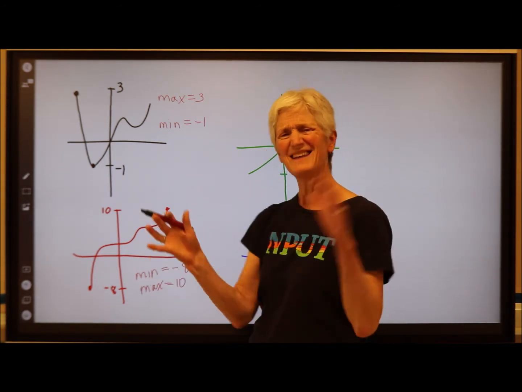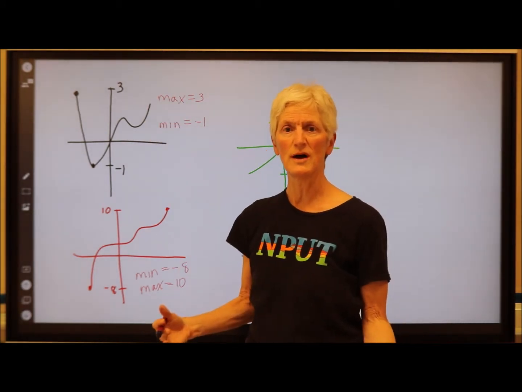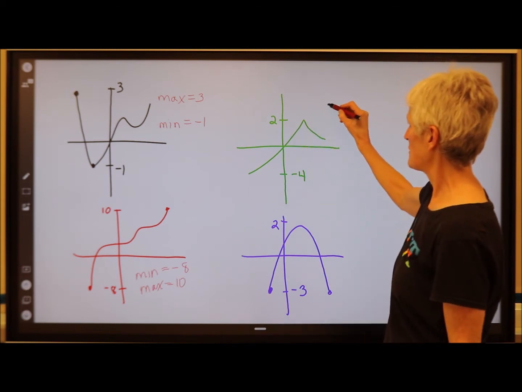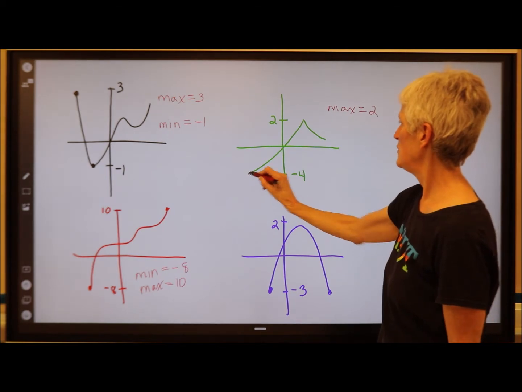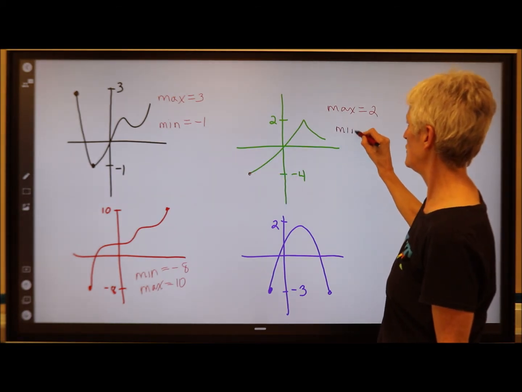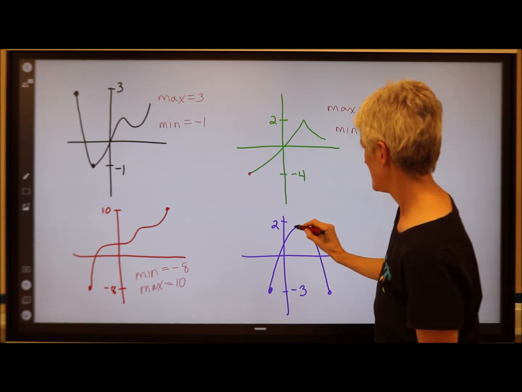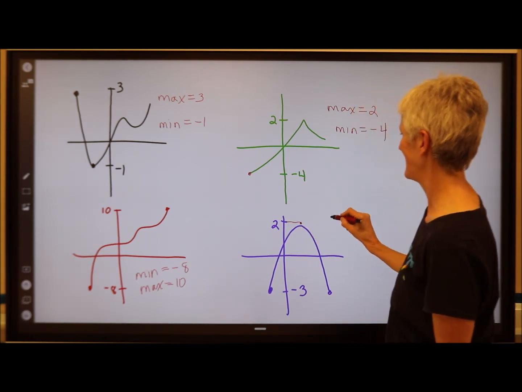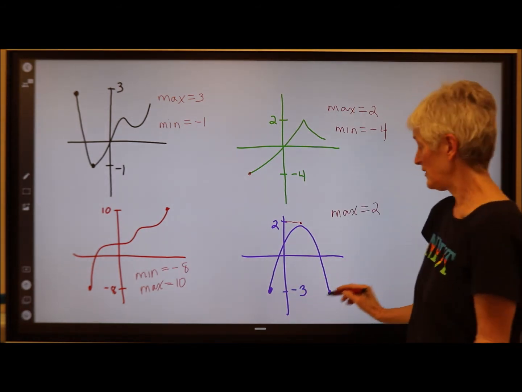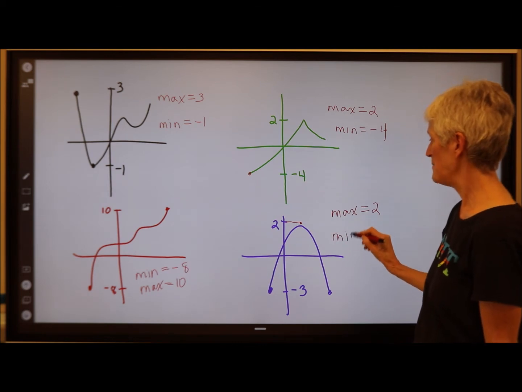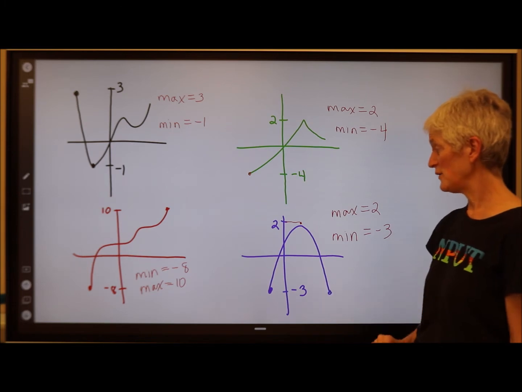So again, I'm just looking at these functions on a restricted domain and looking for the biggest y value and the smallest y value. Let's see here. It looks like my maximum value is a y value of 2. My minimum value here is a y value of -4. Here we have a max. Let's pretend that's a 2. And my minimum value, well, it happens in 2 different places, but that doesn't affect my minimum value. The smallest value I get here is a y value of -3.